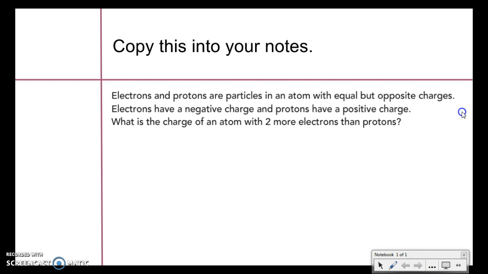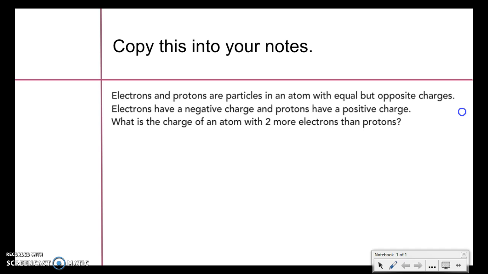Okay, so the next part we're going to be talking about has a little bit of a science twist. And everybody knows that science and math kind of go hand in hand. We talked about that a couple of months ago, that a lot of science and math kind of intertwine. So here's a situation where they would intertwine. Electrons and protons are particles in an atom with equal but opposite charges. Electrons have a negative charge, and protons have a positive charge. What is the charge of an atom with 2 more electrons than protons?